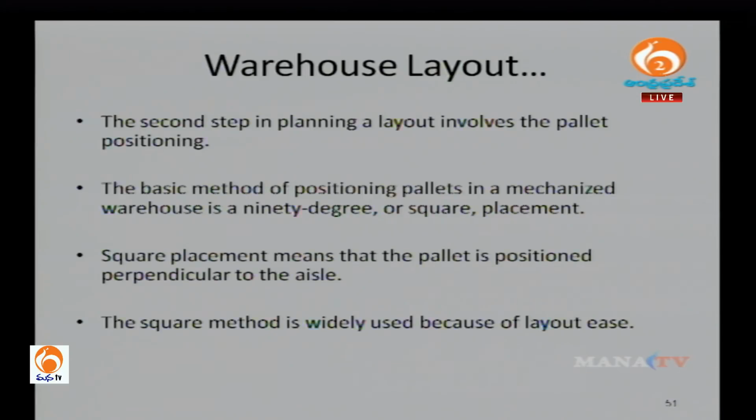So, first the kind of pallet, the size of pallet, the positioning. The basic method in a mechanized warehouse is a 90-degree or a square placement. Square placement means that the pallet is positioned perpendicular to the aisle. The square method is widely used because of the layout ease. So, we are talking of layout.